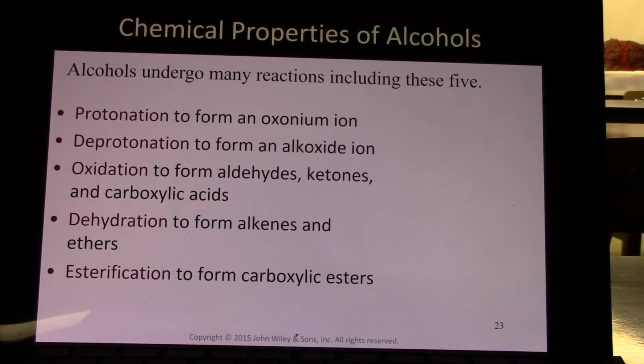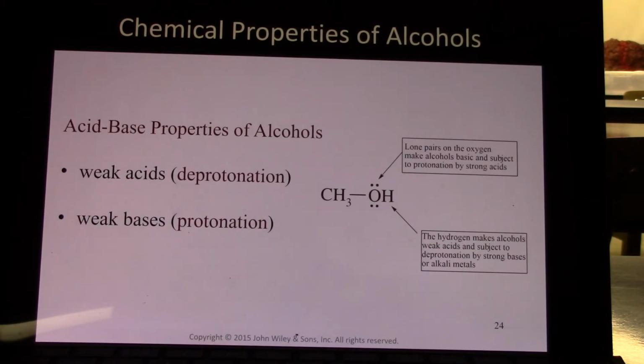We can oxidize the alcohol into an aldehyde or a ketone, or we can oxidize an aldehyde all the way to a carboxylic acid. We can dehydrate an alcohol to form an alkene or an ether, and we can esterify it to form a carboxylic ester.